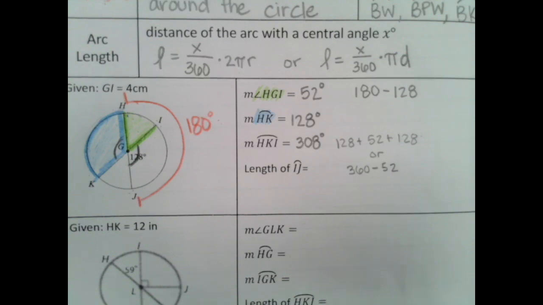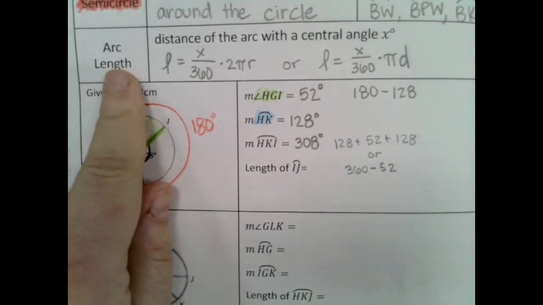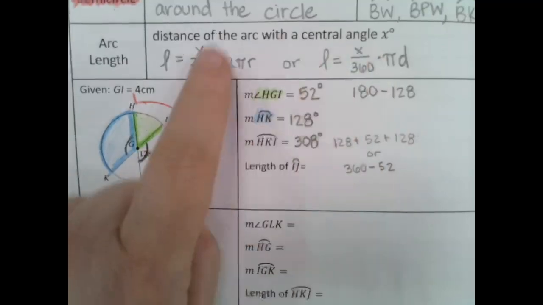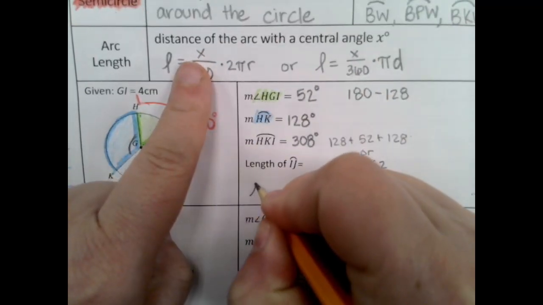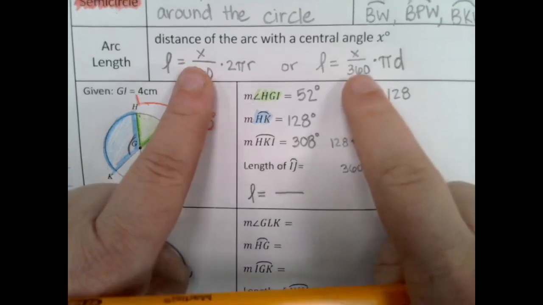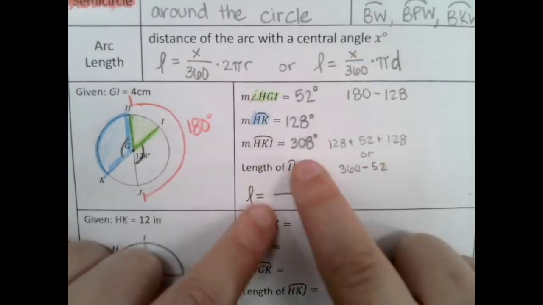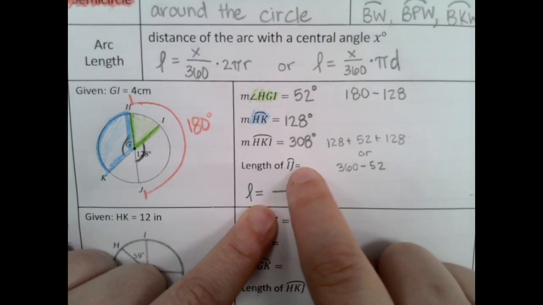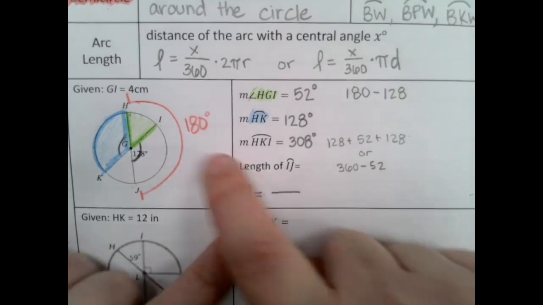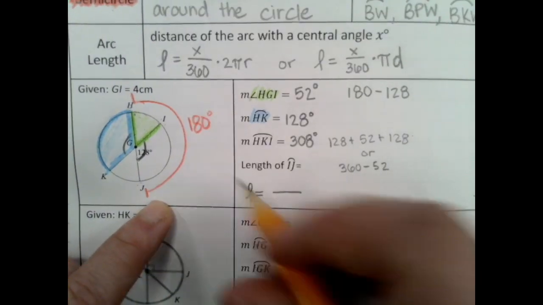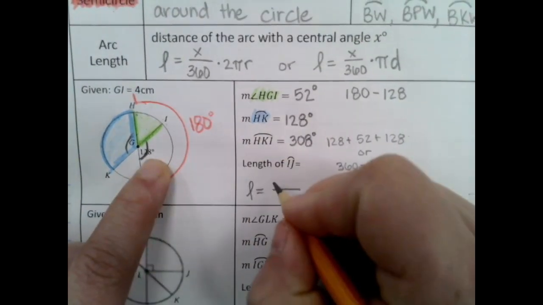All right, last one on this one. We're going to find the length of IJ. To find the length, we have to use one of these formulas. So we're going to say cursive L equals. First thing we need is the X, the amount, the degrees. When I look at I to J, it's the quickest way. It's the minor arc. How many degrees is I to J? That's 128.